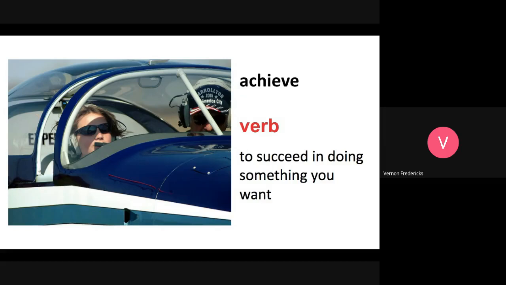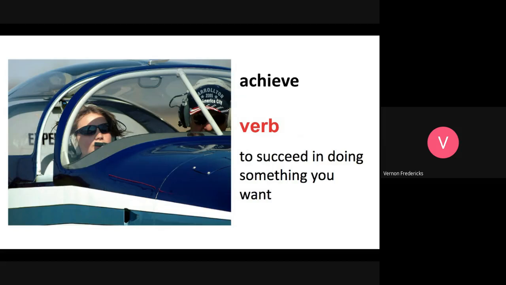Inshallah, you will go and study your major, the major that you want, and you will finish your degree, and you will achieve that goal of finishing your degree that you want to do. So you are successful in doing something you want. Now, from achieve, we can also get the noun, which is an achievement.